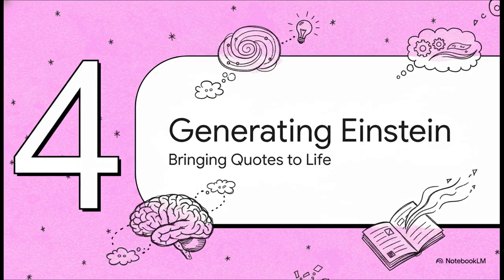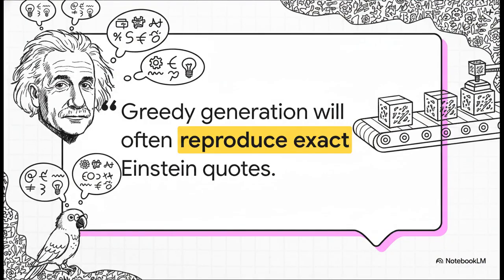Section 4, Generating Einstein, Bringing the Quotes to Life. So we've intentionally let it memorize our 50 quotes. What happens when we ask it to actually generate text? Well, because it memorized the training data, if you use standard greedy generation, it'll simply spit out exact Albert Einstein quotes from the training set.